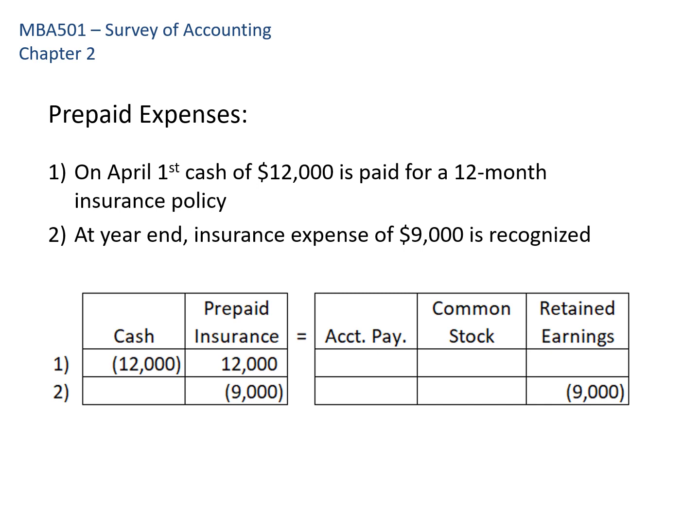Well, how did I determine that? Well, $12,000 divided by 12 months is $1,000 per month. And from April 1st through December 31st, 9 months have gone by. So I reduce my asset by $9,000 and recognize $9,000 of expense, which pulls down retained earnings. Again, this could have been prepaid rent, or I've worked in companies where we've had prepaid advertising, all of those sorts of things.